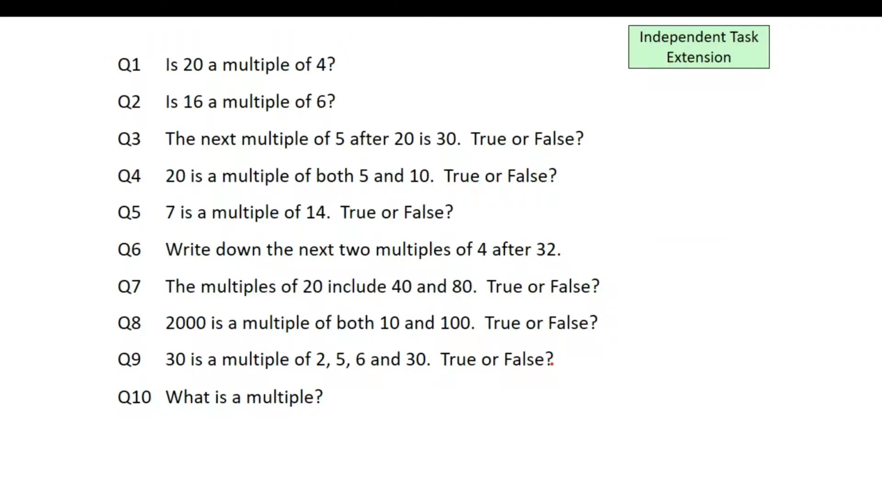Simple true or false questions now for you to try. Again, pause the video and have a go.